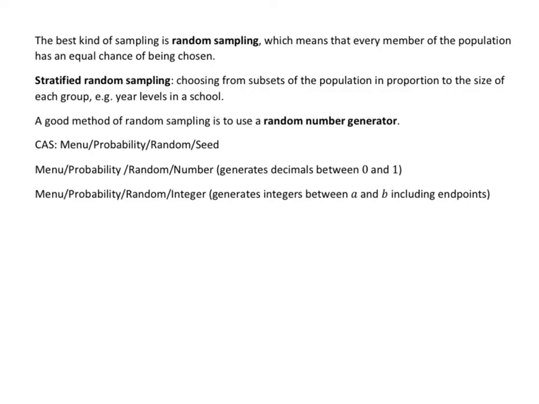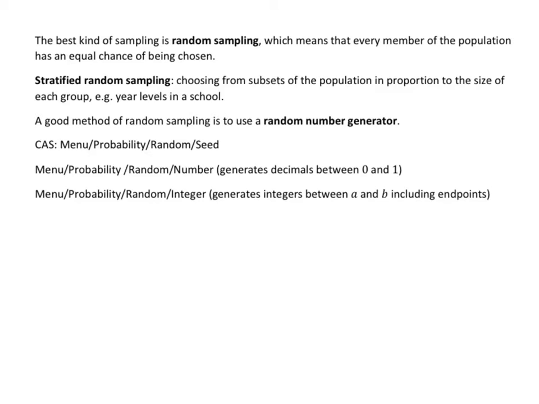When you take a sample, the best kind is random sampling, which means every member of the population has an equal chance of being chosen. A special kind of random sampling is called stratified random sampling, which means you're choosing from parts of the population in the same proportion to the real group of the whole population. For example, year levels in a school. A good way of doing random sampling is to use a random number generator.